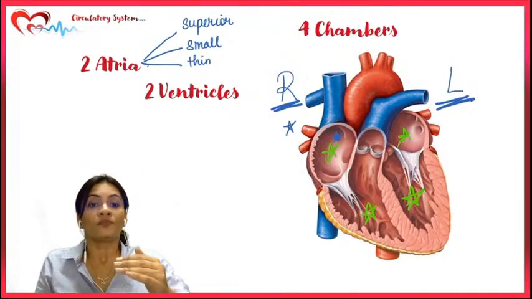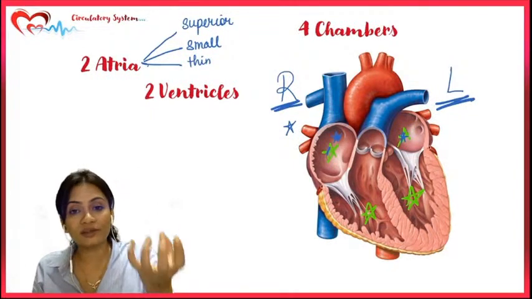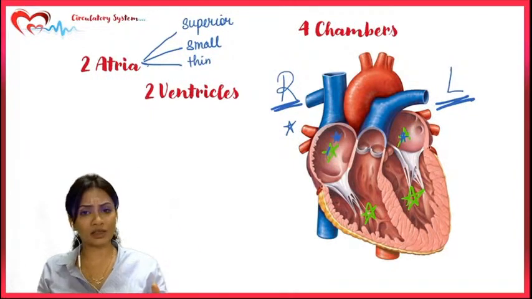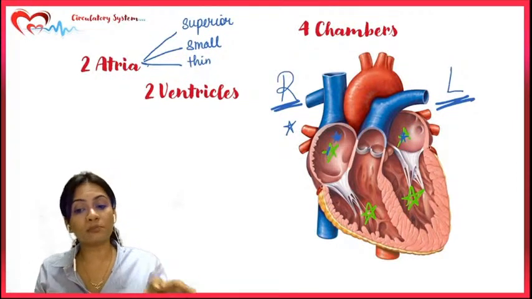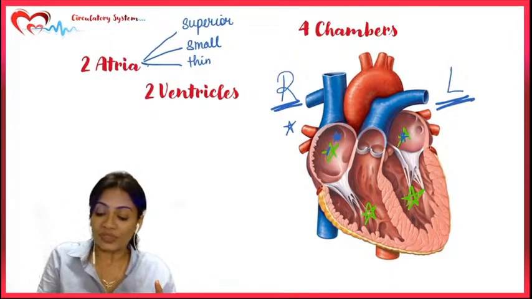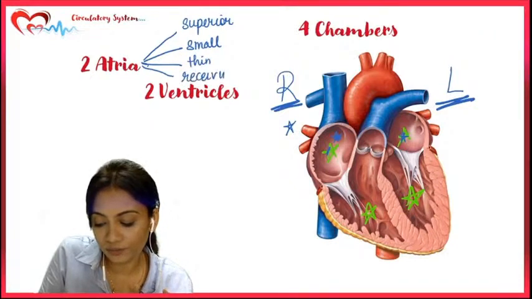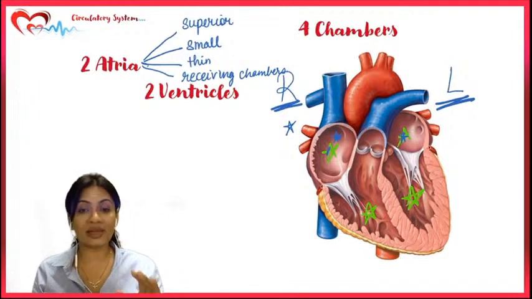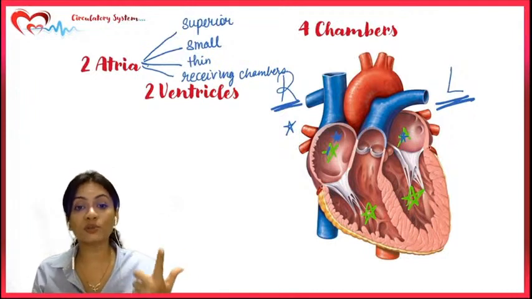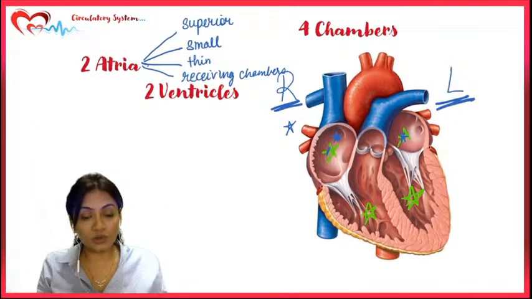Now these two atria, be it the right atrium or the left atrium, are always going to be receiving blood from different parts of the body. They are just a place where blood is entering into the heart. And because blood enters into the heart at those regions, these chambers are called receiving chambers. So if I am going to define atria, I may call these superior, small, thin walled and receiving chambers.